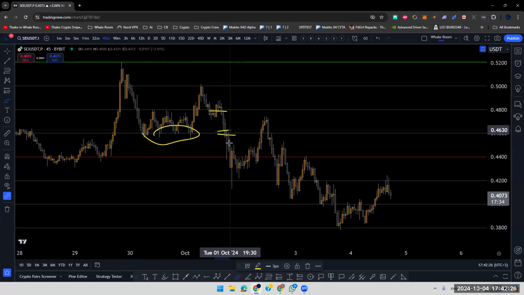Now it lost it, it went even further down, two levels, right? One is over here, two is over here, three all the way here. And then you can see that it failed to continue. It came back above, right? This is where you want to close that trade.